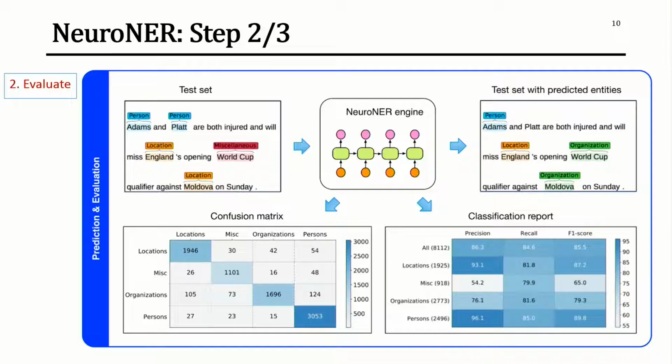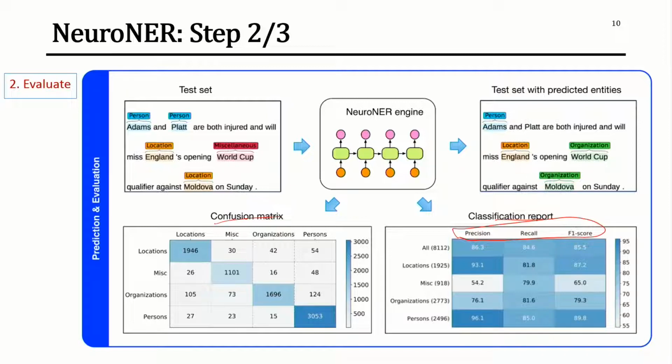So from the Neuro engines, we can see how the result can be obtained with the confusion matrix as well as the classification reports. In classification reports, there are several types of evaluation metrics such as precision, recall, and F1 score. And from the output of the evaluation, we get the test set with the predicted entities.